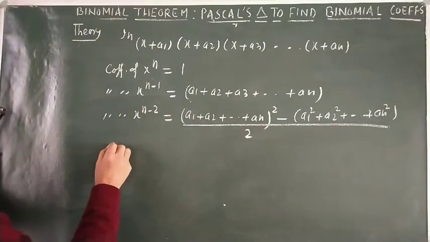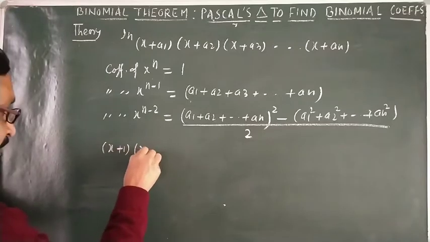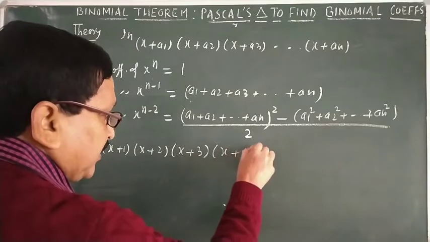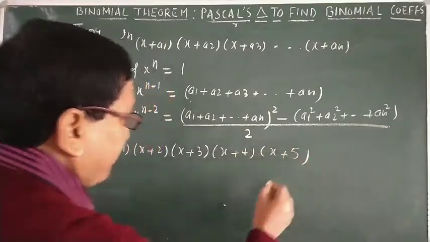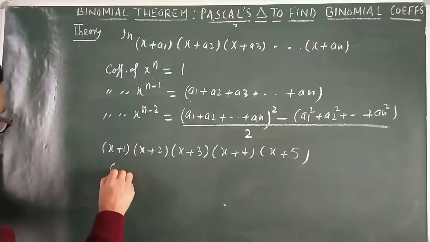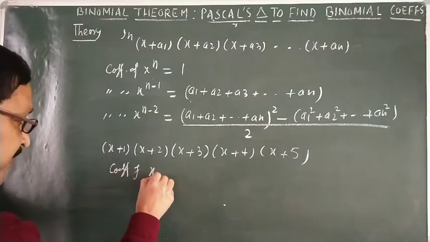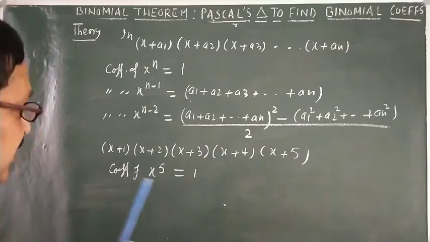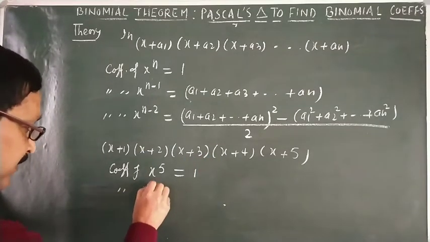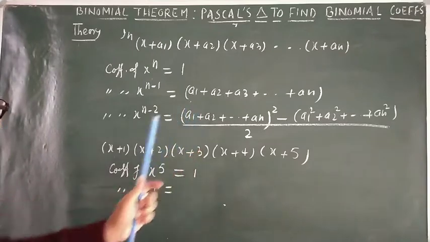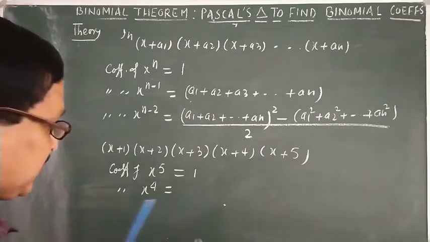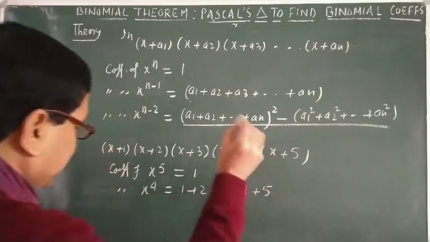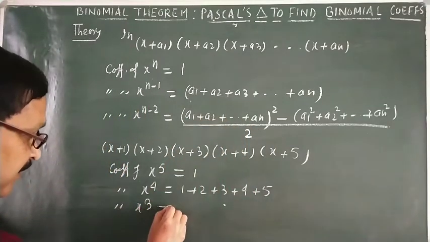Suppose the problem is (x plus 1) into (x plus 2) into (x plus 3) into (x plus 4) into (x plus 5). Find the coefficient of x5. Coefficient of x5 is clearly 1, the highest power is 5, and 5 terms are here. Coefficient of x4: now use this concept, 1 plus 2 plus 3 plus 4 plus 5. So this is the answer.